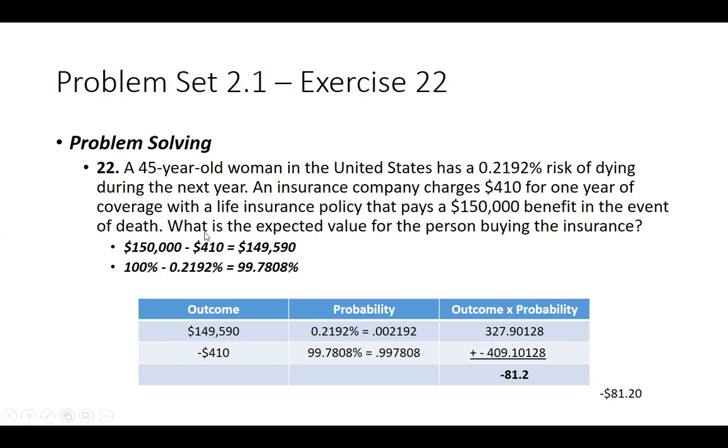So some math, first of all. You're not actually getting $150,000. You've paid $410. So if we subtract that, you actually get $149,590. That happens 0.2192% of the time. That's 0.002192. If we multiply that times the 149,590, we get 327.90128.